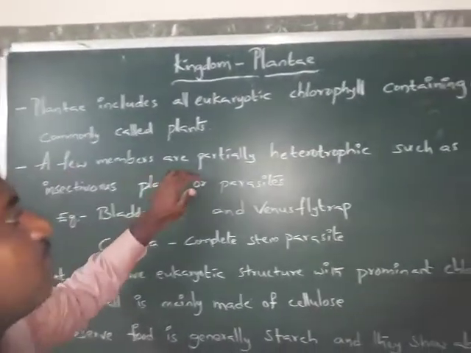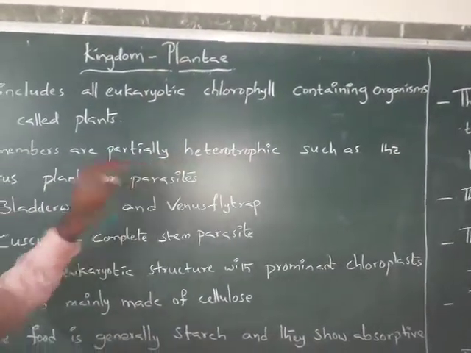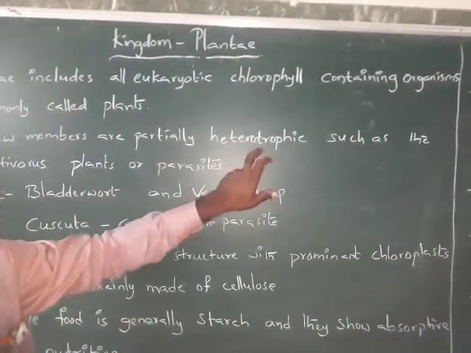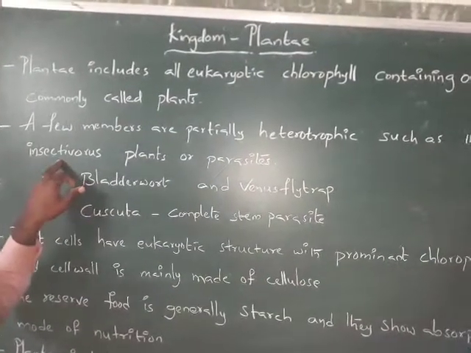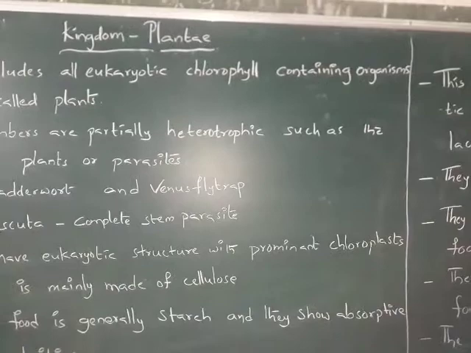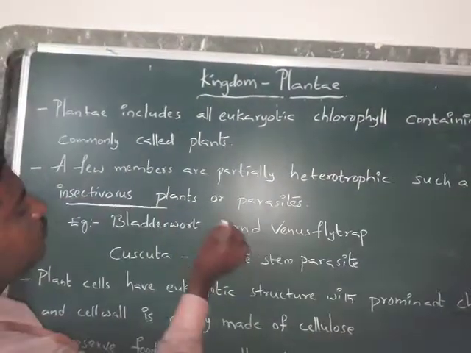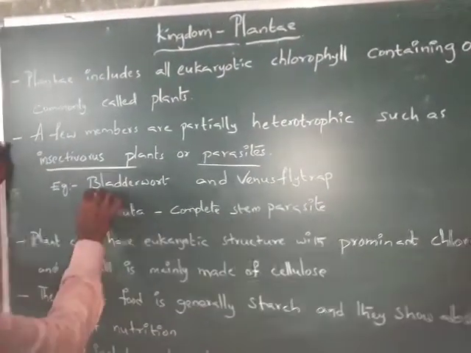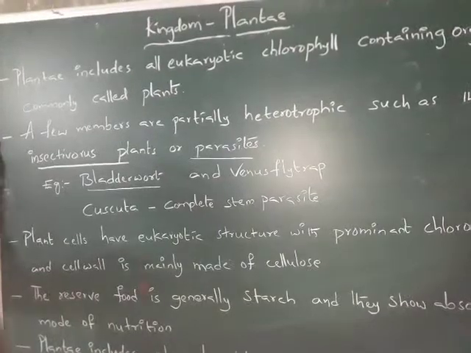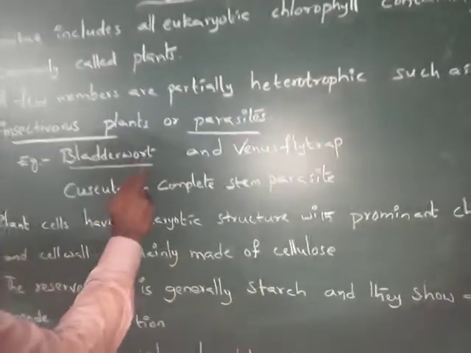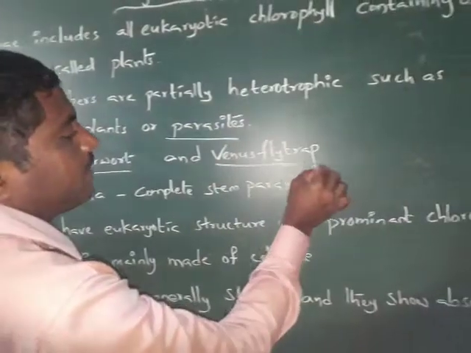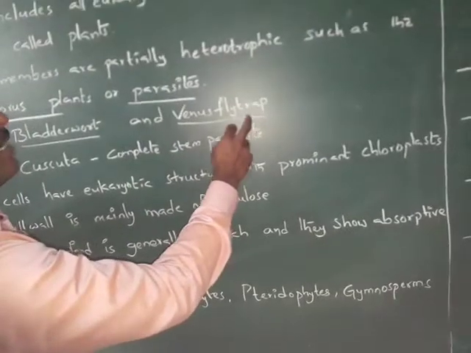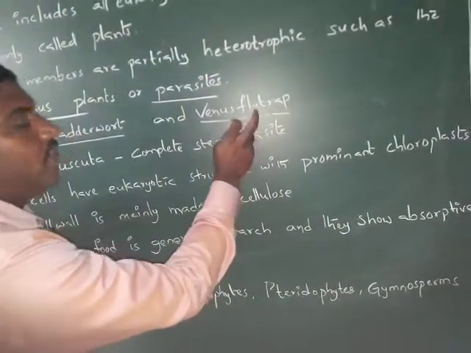A few members of these plants are partially heterotrophic, such as insectivorous plants. Insectivorous plants are parasites. For example, the bladderwort, which is Utricularia, and the Venus flytrap, which is also called Dionaea.